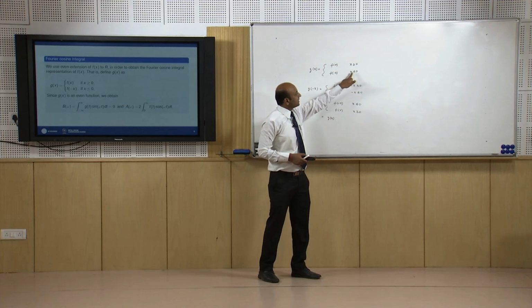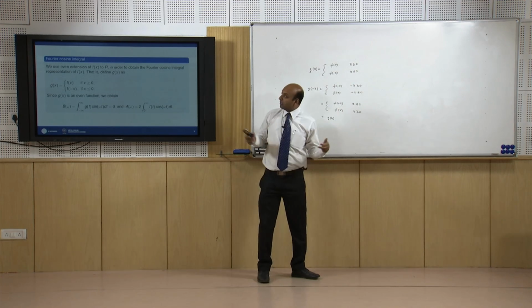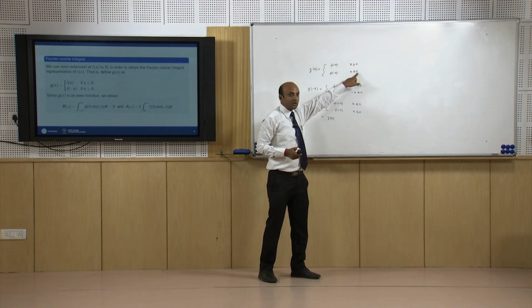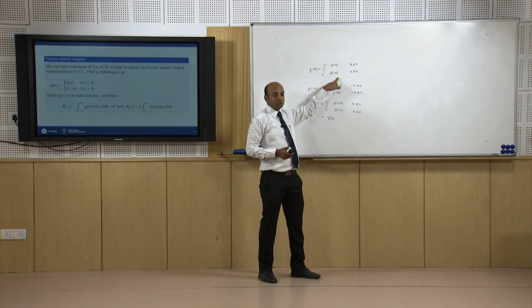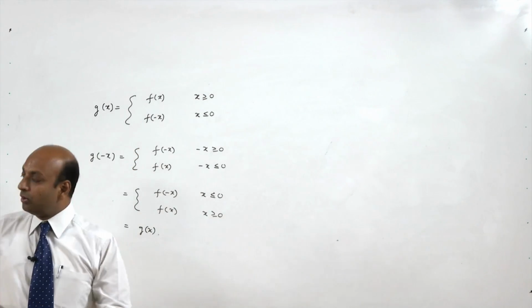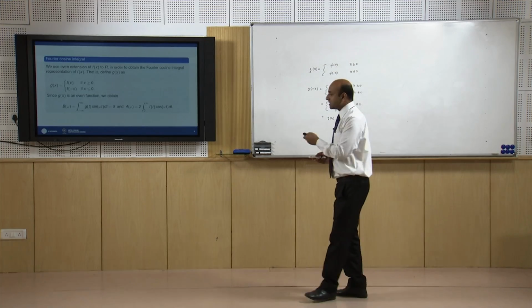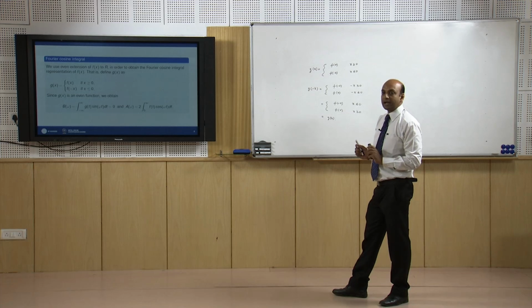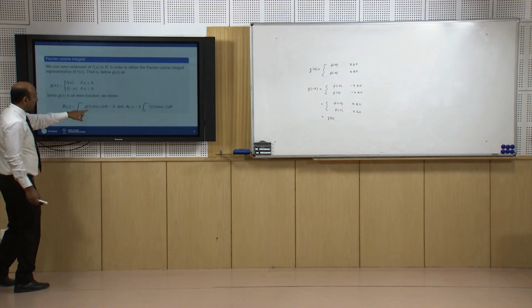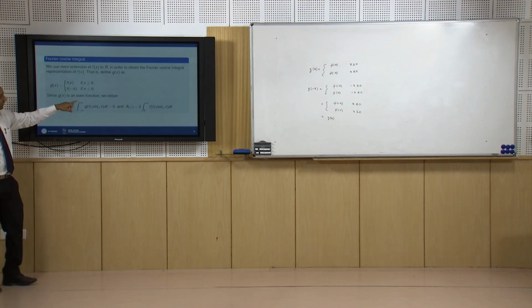So on the negative side, where we don't know the value of the function, we assume that the function is f of minus x, so that this function becomes an even function. Now g of x is an even function, so now we can write its Fourier cosine integral representation. How? This g(t) is an even function, which we have already defined here.